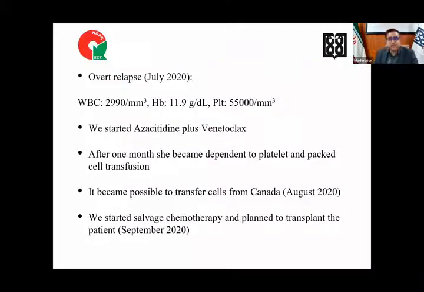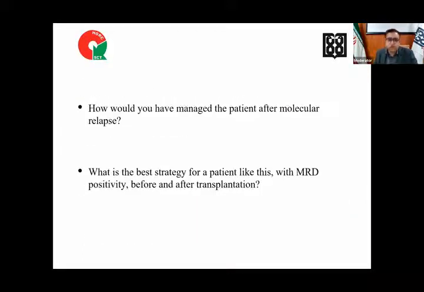After 7 cycles of azacitidine, she had an overt relapse in July 2020. And we added venetoclax to azacitidine, and after that, she became dependent on platelet and packed cell transfusion. At this time, transferring the cells from Canada became possible, and so we started salvage chemotherapy and planned for transplant of the patient. Now, again, I would like to ask Professor Ravandi, how would you manage the patient after molecular relapse?